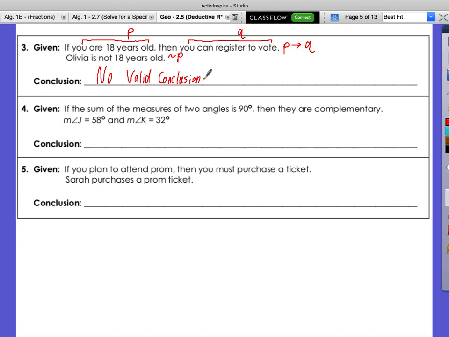Because Mr. Carlson's not 18 years old, Mr. Carlson can register to vote. Are you 18 years old, Grace? No. Can you register to vote? No. So we can't draw a conclusion just by saying whether or not someone's 18 and they can vote. Because neither of us are 18, one of us can register to vote, one of us can't. So this cannot tell us whether we can draw a conclusion.